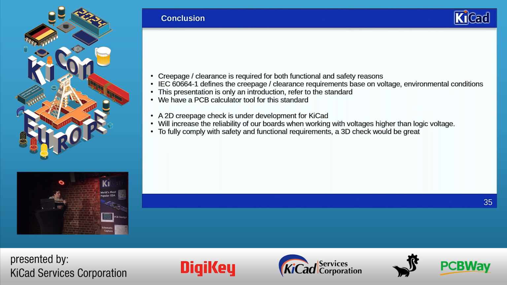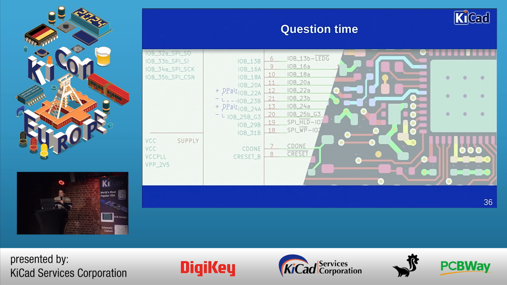I expect that, if it's used, it will increase the reliability of our boards because there are some problems we won't have anymore. But we can't avoid all problems if we stay in 2D. We have to go 3D if we want a full analysis. But that's really complicated to do, and I don't see this in the near future. Maybe I'm wrong, but I don't see it right now. And so that's the end of my presentation. I don't know if you have any questions.